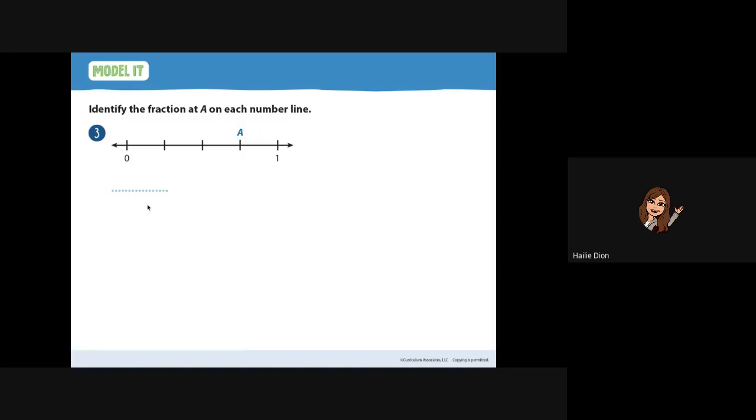Now, if that's the case, what will be my numerator? Take a second to pause, figure it out. If we're trying to figure out the fraction for A, what would be my numerator at A? What would be my total number of things shaded if we were looking at an area model lined up above the number line like we did in the last problem? What would our fraction for A be? Make your guesses, pause if you need.